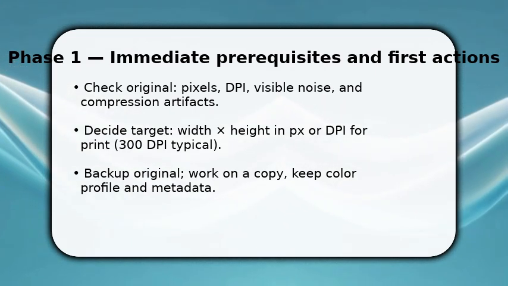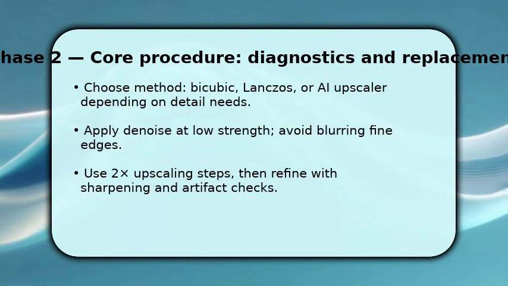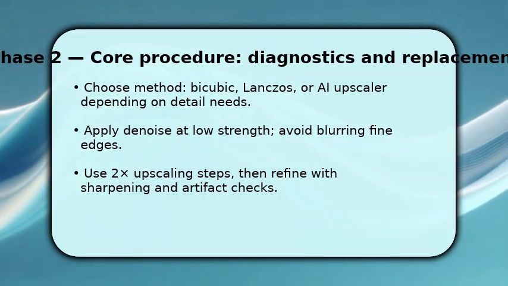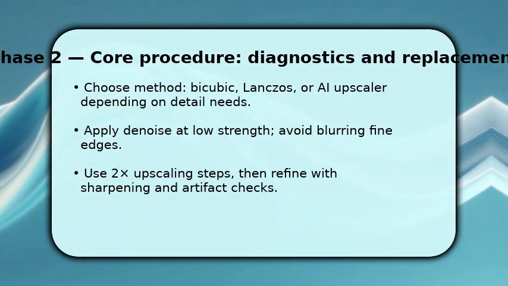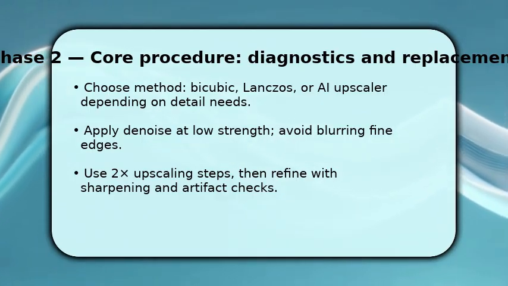You now pick an upscaling method. Classical interpolation like bicubic or Lanczos works fast, whereas an AI upscaler reconstructs details if available. If you use AI, start with 2x steps: upsample, inspect, then repeat to reduce artifacts.